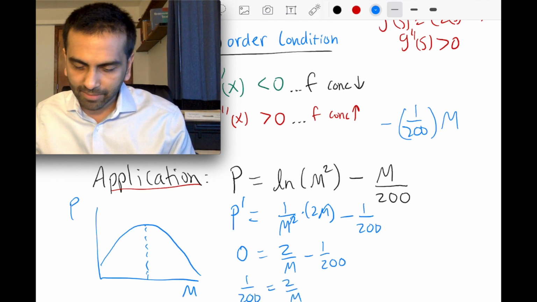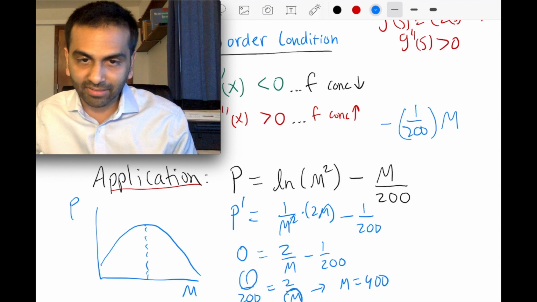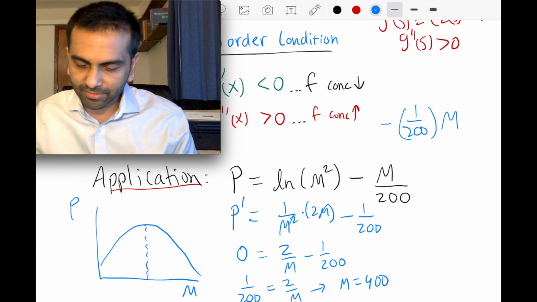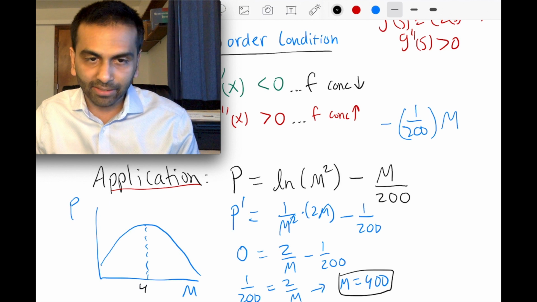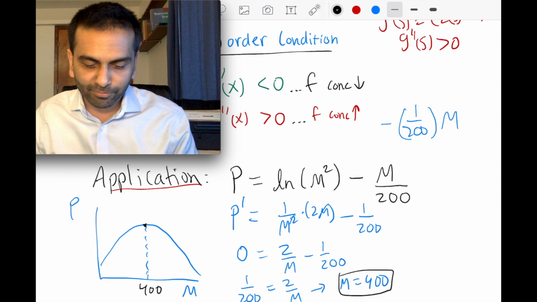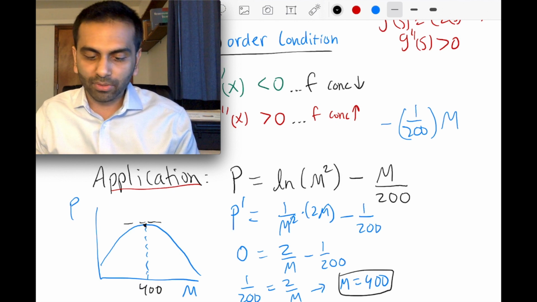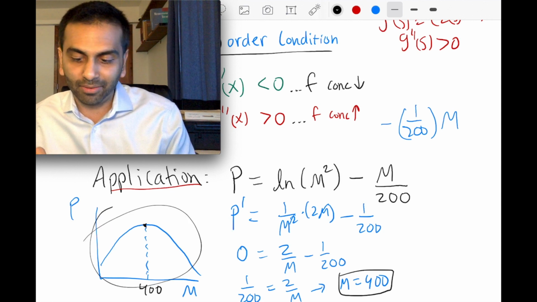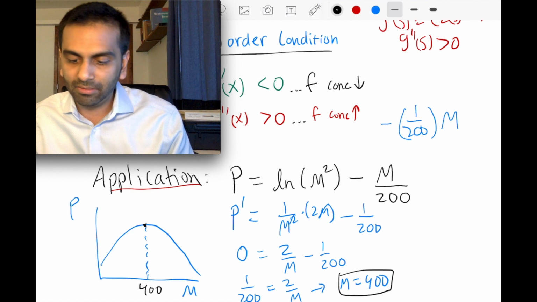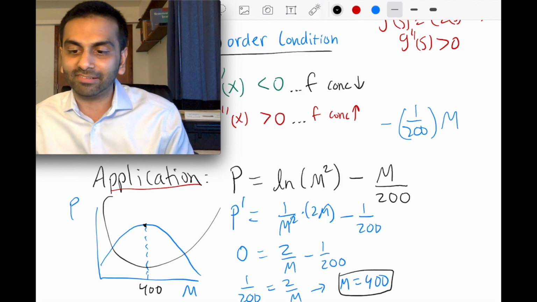Cross multiply, and when we cross multiply, we get m equals 400, right? Because m times 1 is m, and then 200 times 2 is 400, so you get m equals 400. So what this means is that if you spend 400 on marketing, then the derivative of profits is 0. But what we don't know is whether that's a maximum or minimum. I just drew this graph at random. I don't know what the graph of this guy looks like. It might look like this, and in that case, we've minimized our profits, right?